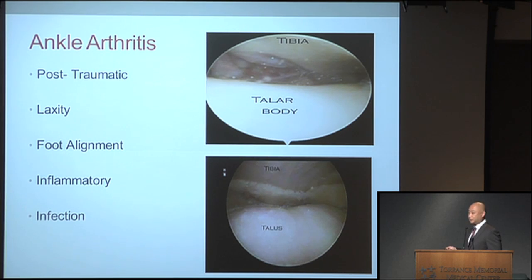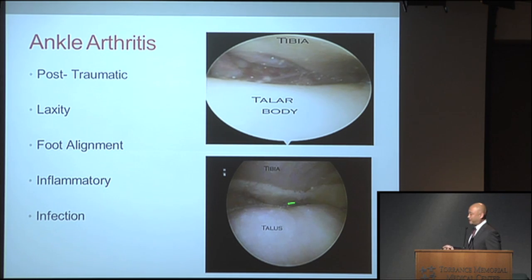Other things like instability in the ankle, or if your foot is too flat or too high, can cause abnormal stresses on the ankle that lead to early wear of the cartilage. And other things like inflammatory conditions like rheumatoid arthritis can cause these things, and infection, of course, if your ankle joint gets infected. Just so you can see what it looks like, this is a real picture of the inside of an ankle joint, and what you see up here, that's normal white, good quality cartilage that lets the ankle joint glide smoothly, like an ice rink, kind of.